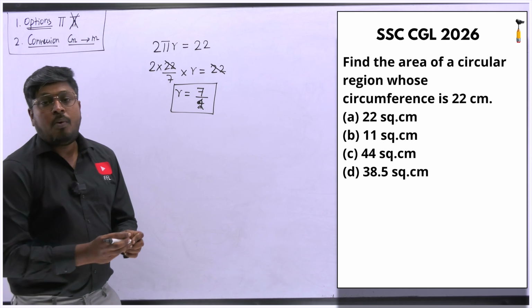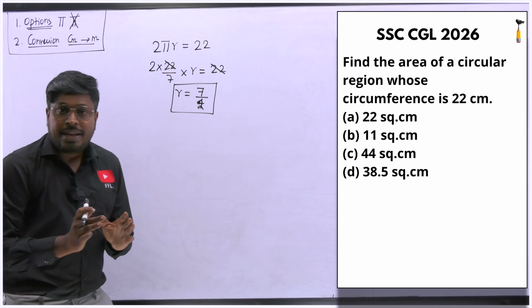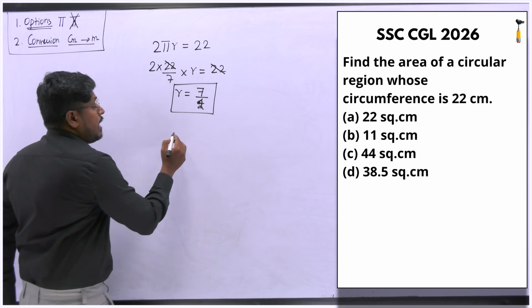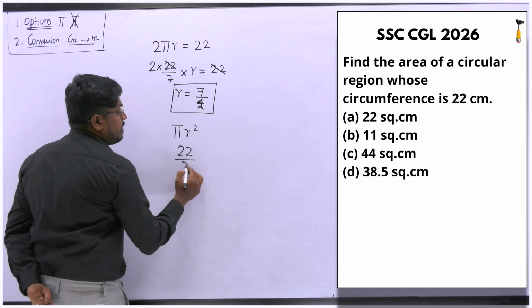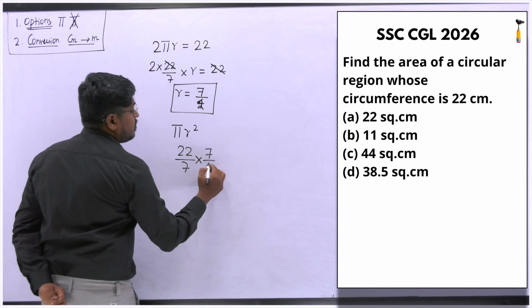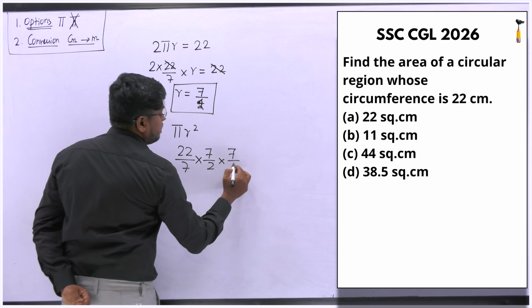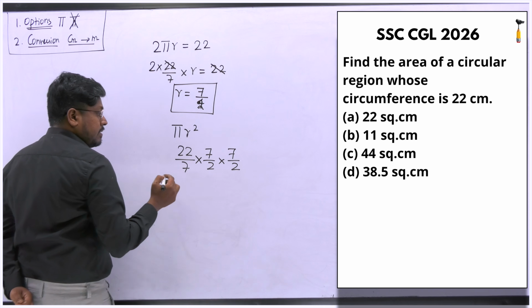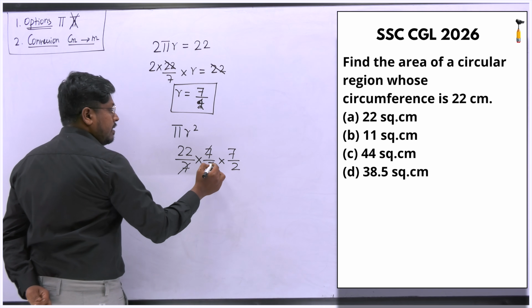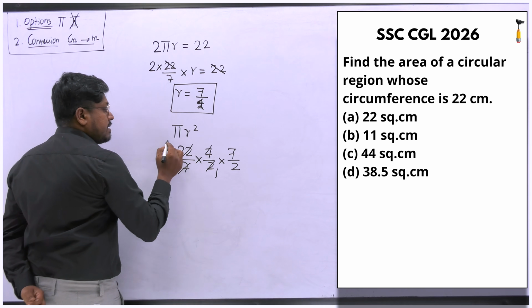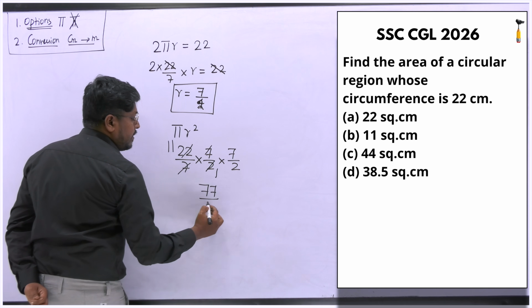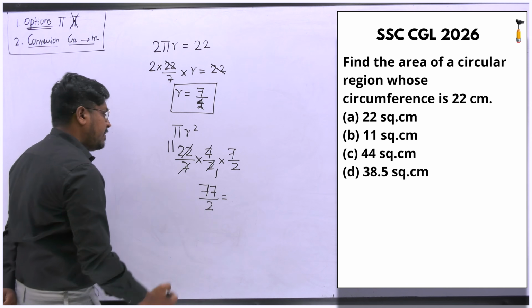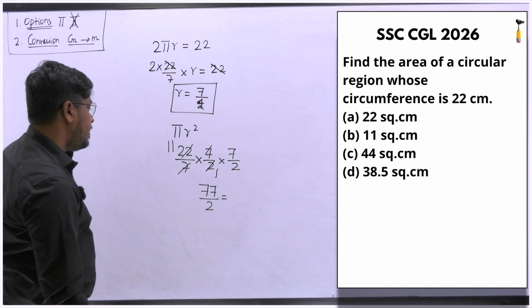Now, according to the question, what we need to find is the area of the circle. The area of the circle will be pi r square. So pi is 22 by 7, radius 7 by 2 into 7 by 2. Now we can cancel 7 and 7 here. We can cancel 2 times 11 times. So 77 divided by 2, which will be around 38.